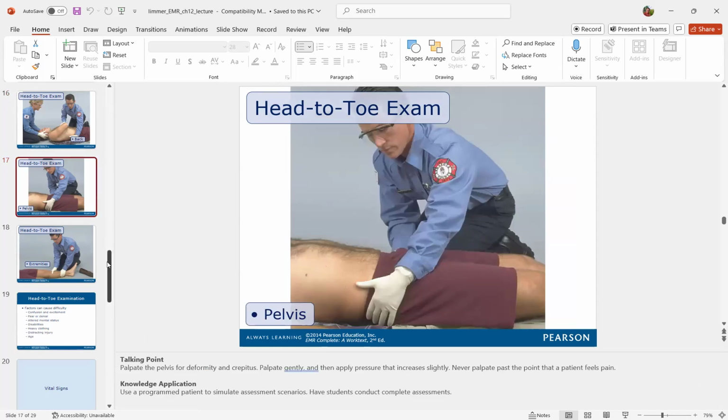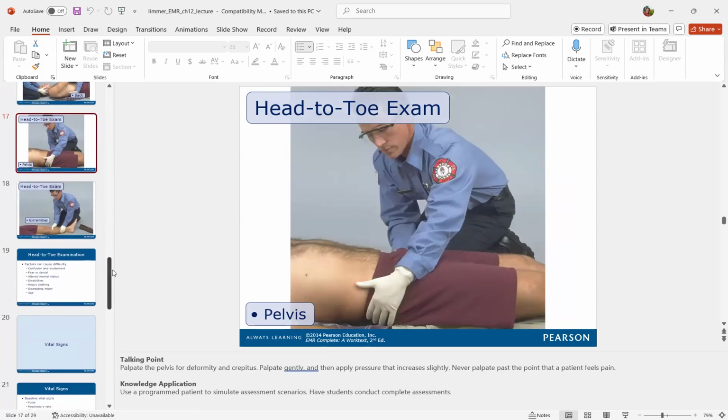We're going to go to their pelvis, and we're going to gently push down, pull up on their hip area, looking for deformities, crepitus, our DOTS mnemonic. Looking also at the genital area to see if they've had any incontinence, bowel movement, or loss of bladder. Priapism, it's a male erection. Those can all indicate that they've been unresponsive or maybe have a head injury.